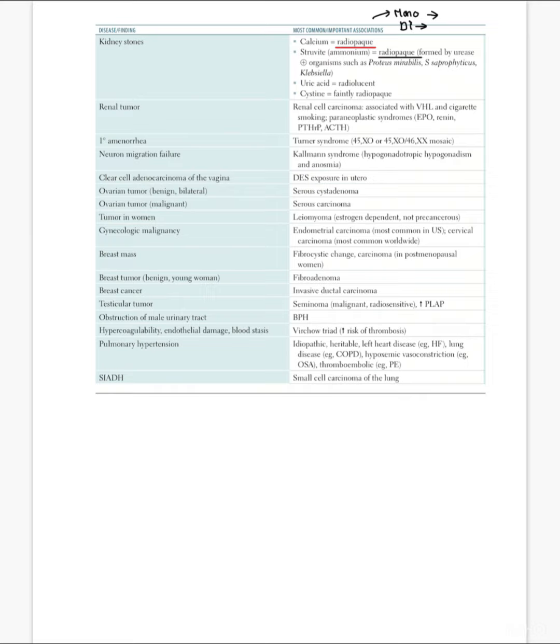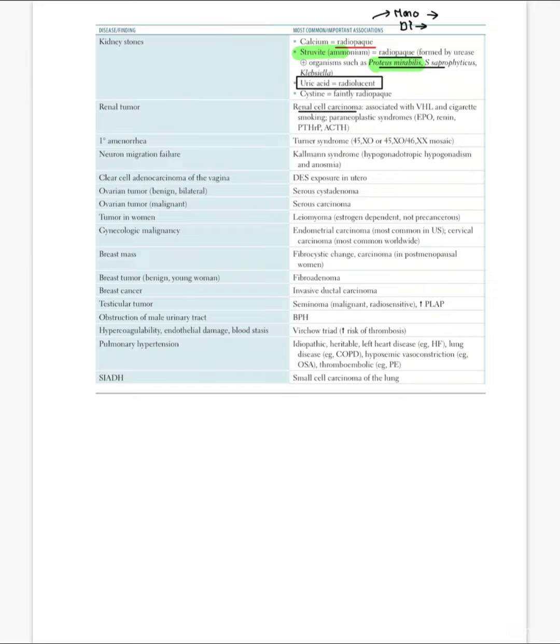Then struvite stone, that is a radio-opaque stone that is due to a urease-positive organism like Proteus. This is again important. Then uric acid is a translucent stone. Like xanthine, uric acid, indinavir, the mnemonic is XTREME UTI, that is radiolucent stone.